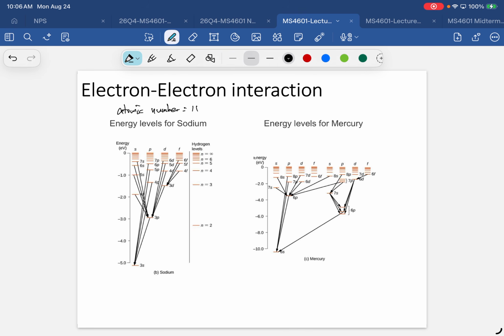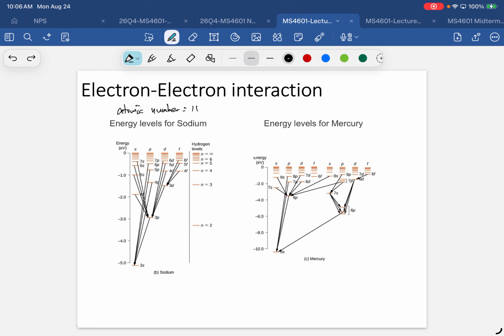Obviously, here it's not showing 1s, 2s, and 2p, because we are assuming that those are already filled. We have 11 electrons there. So 10 electrons will be filled at lower energy levels, and then the 11th one is going to fill in 3s, right? That is essentially how we fill the electrons in orbitals.